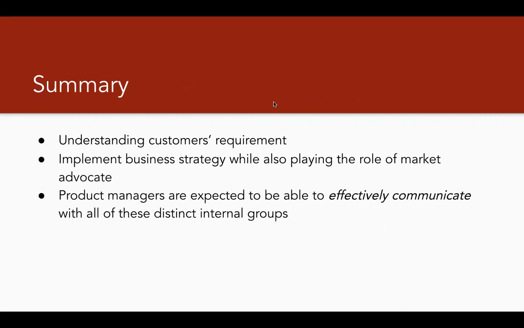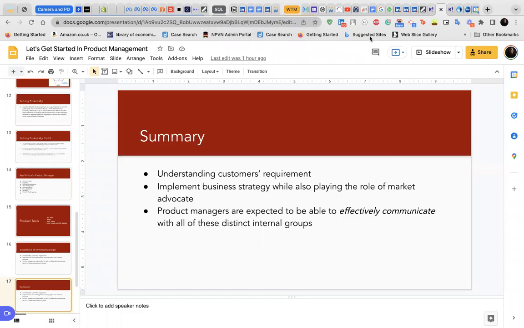So in summary, what is the role of a product manager? You're responsible for understanding business requirements, business strategy, and effective communication. I think I already mentioned that earlier. So I'm going to pause now. I'm going to stop sharing for a bit, and I'll allow people to ask questions before we go into the next thing.